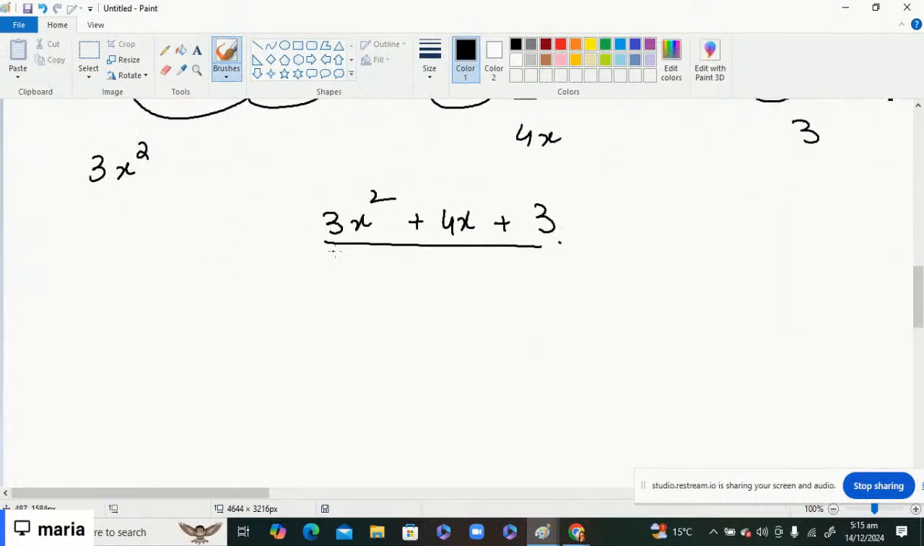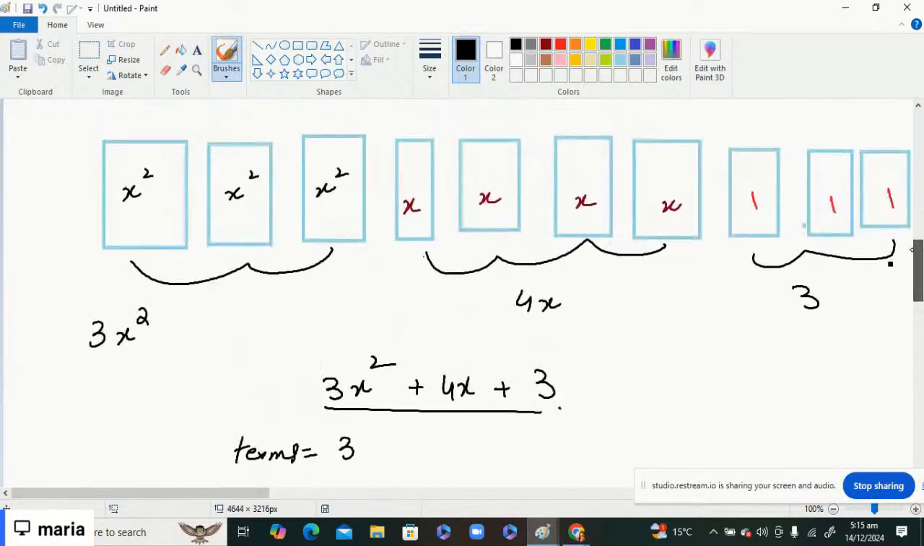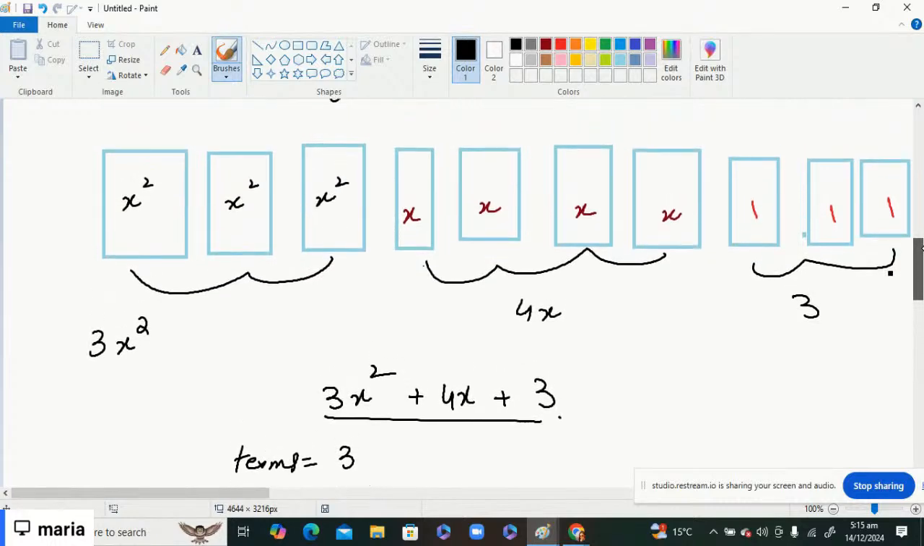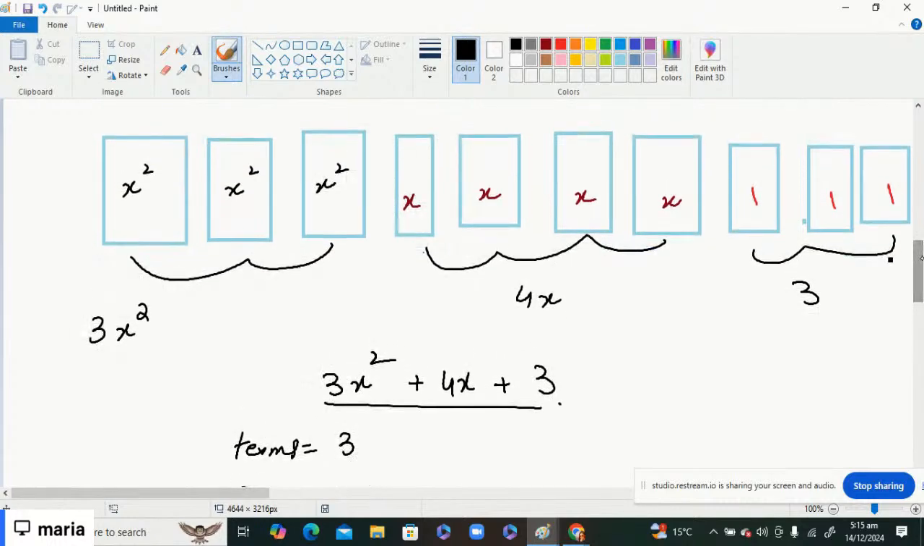If we can say, how many terms? There are 3 terms. What is the degree? This is 2. Understand this thing? This is the way that we are using the tiles to find out the polynomial's degree and the terms.